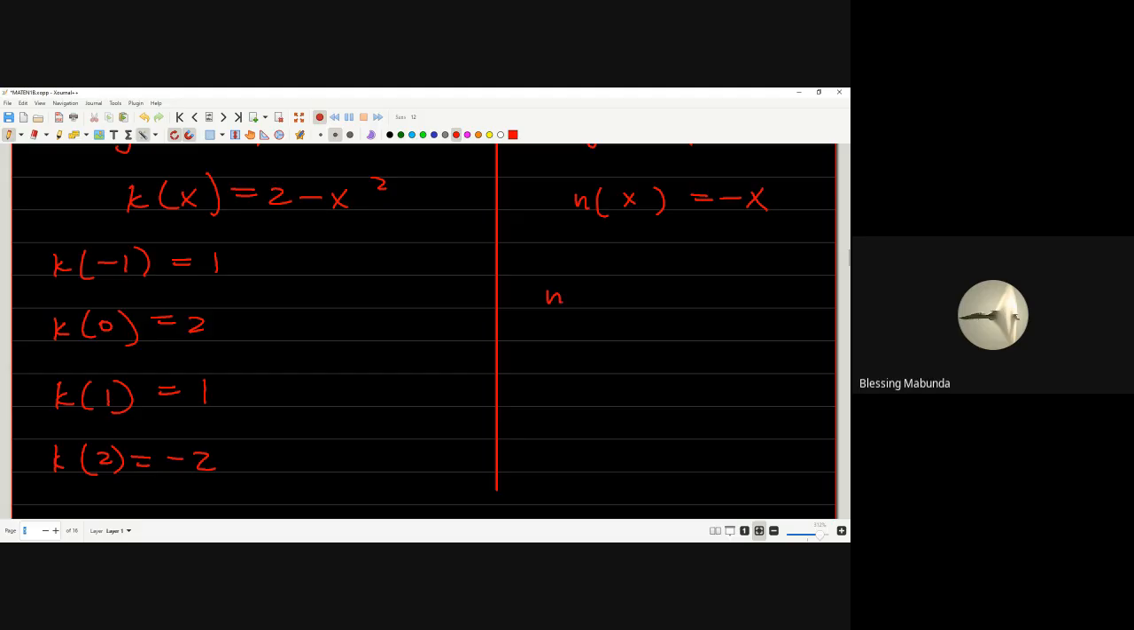And then our n of minus 1, this is 1. Our n of 0, this is 0. Our n of 1, this is minus 1. Our n of 2, this is minus 2.